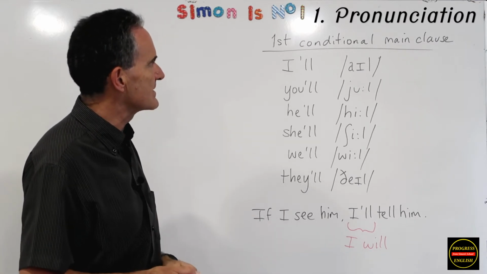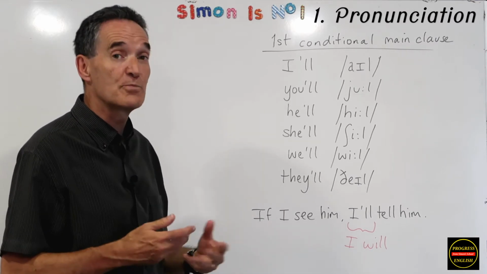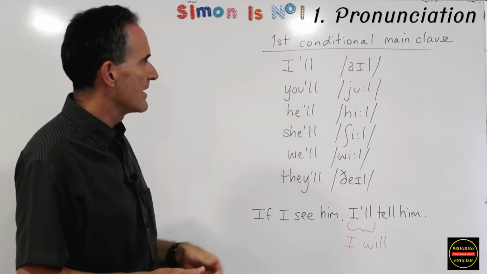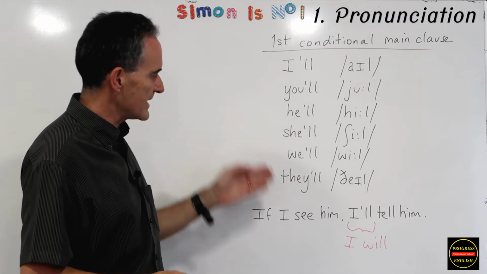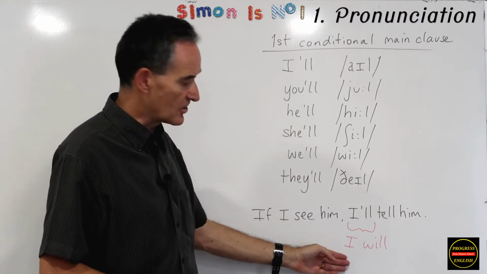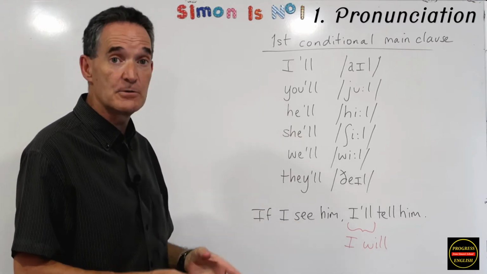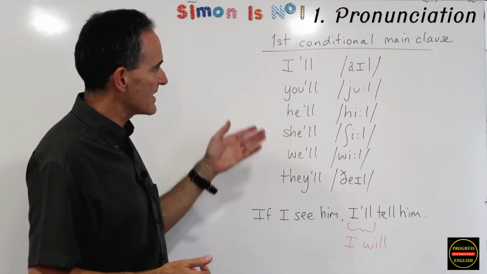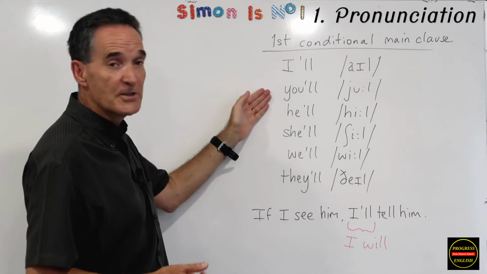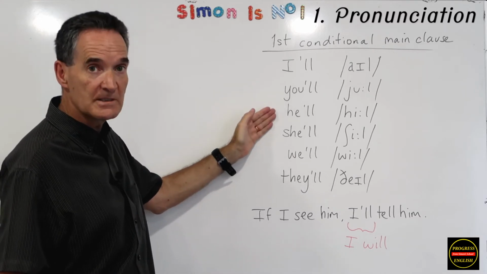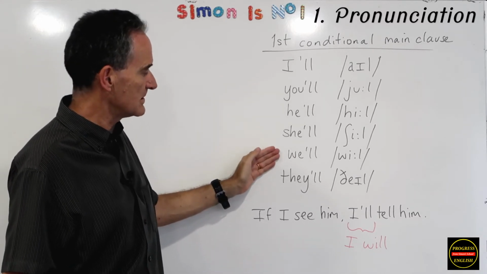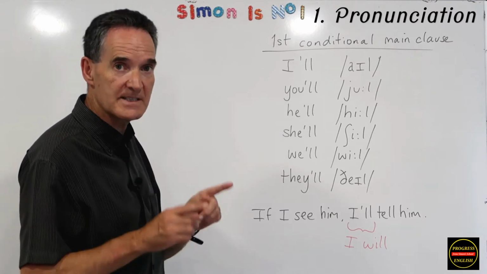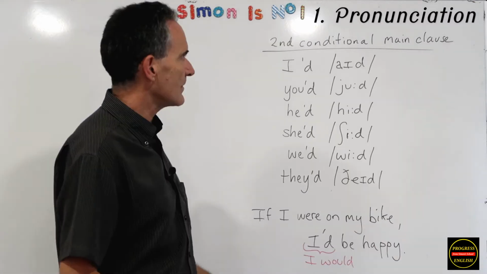First of all, let's look at the contractions that you will probably find in the first conditional main clause. Very often you have the subject here contracted with the future will. And the sound of these contractions are I'll, you'll, he'll, she'll, we'll, and they'll. So try to use this always in the first conditional.